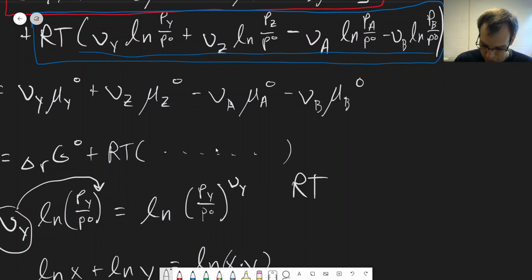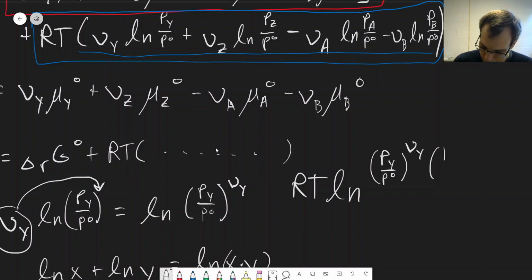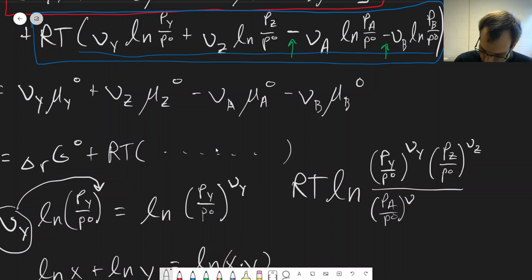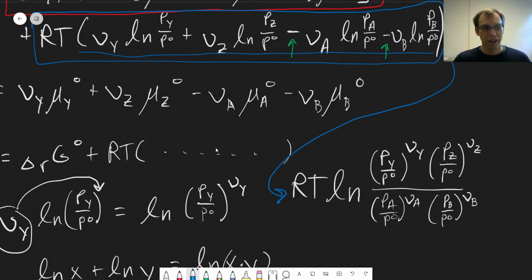We'll have RT in front of everything, multiplied by the natural log of, and now we can combine everything. In the numerator, we'll have py over p naught raised to the nu y, multiplied by pz over p naught raised to the nu z, divided by, because they're subtracted here, we have negative signs for the reactants, pa over p naught raised to the nu a, and pb over p naught raised to the nu b. All right, and so this blue term can be combined into this one single entity.